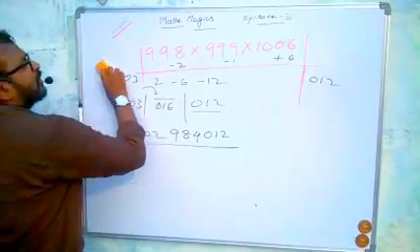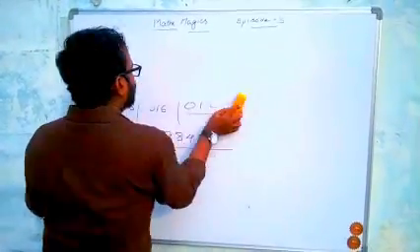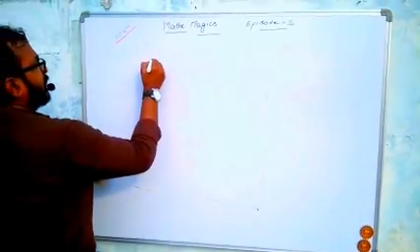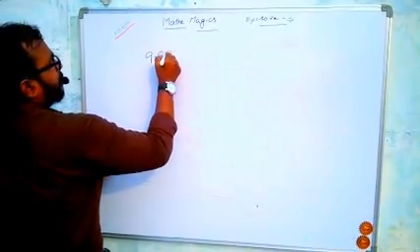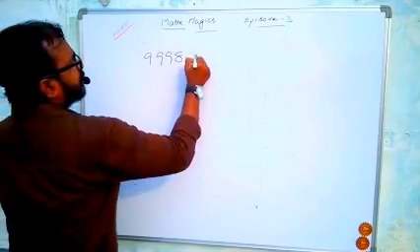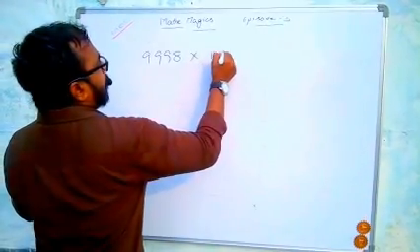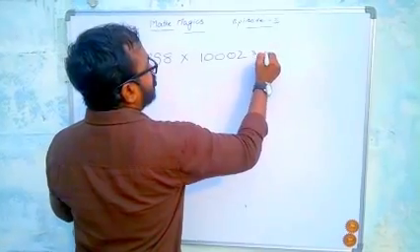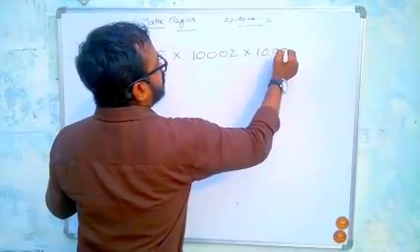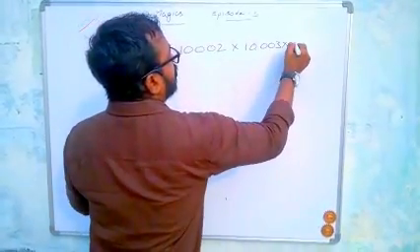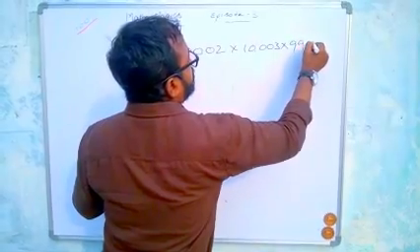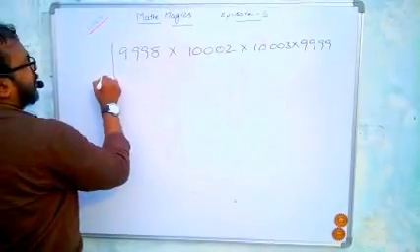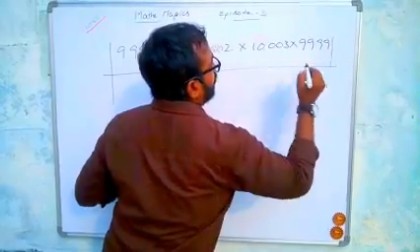For example, here we are able to find the product of four numbers also. See, 8 into 10,002 into 10,003 into, for example, 999, etc. These kinds of products also we are able to solve in a single line. How? We'll check.